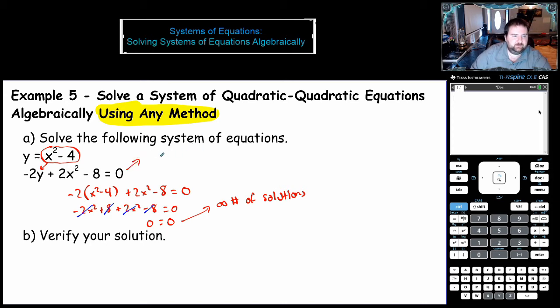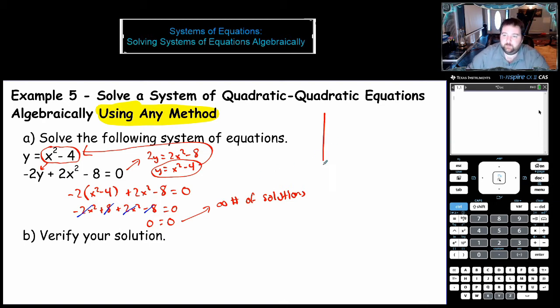Let's take this. Let's isolate y. So we're going to have 2y equals 2x squared minus 8. Let's divide everything by 2. So y equals x squared minus 4. And now if I look at this and this, they're exactly the same thing. So the quadratic equations were technically the same thing.